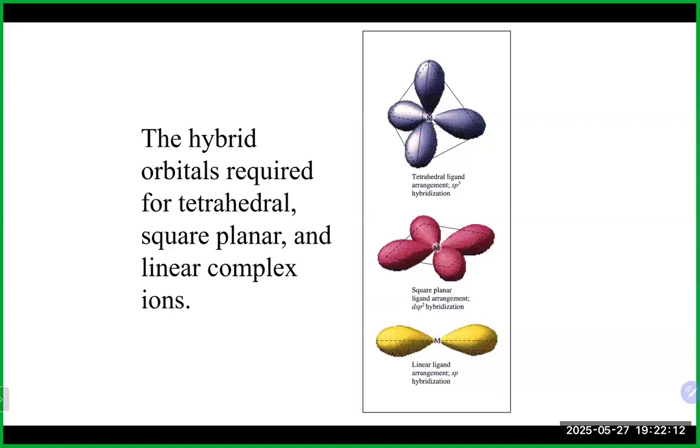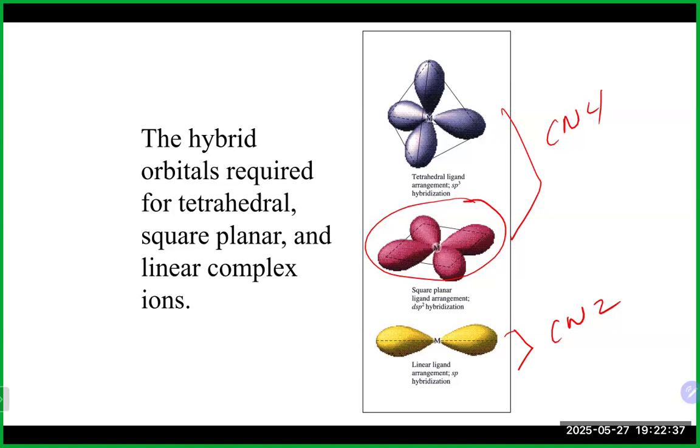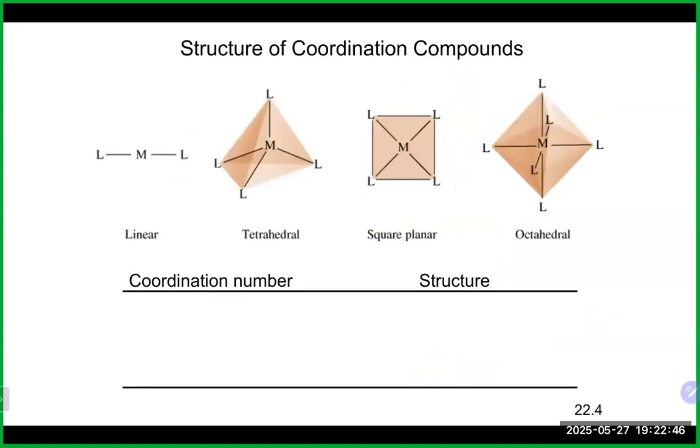Here are a few common geometries that we see with complex ions. Tetrahedral, right? We have square planar. These are also coordination numbers of 4. Here is a coordination number of 2, which is a linear geometry, an sp hybridization. And obviously, since this one is square planar, that's the expanded octet, so it is our sp3d2 versus our sp3, which is our non-expanded octet that happens here in our tetrahedral.